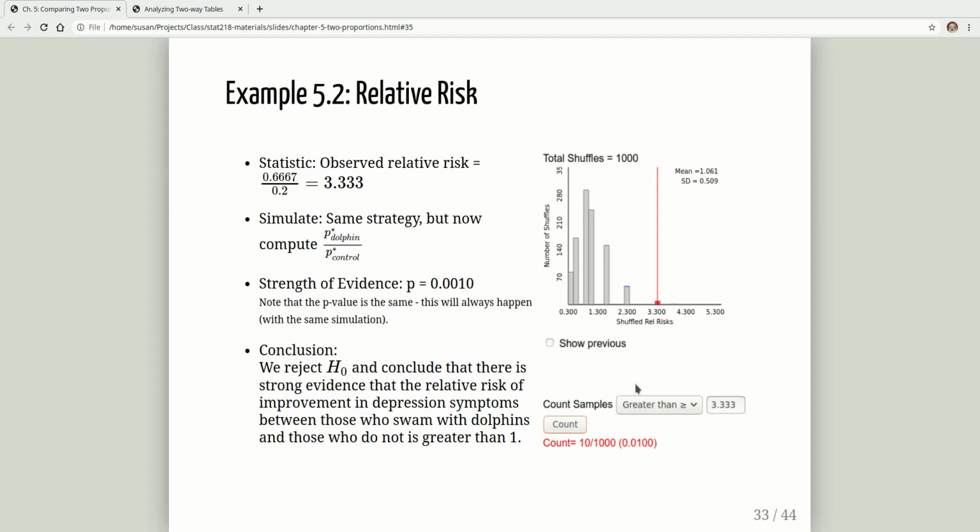We can evaluate that conclusion and interpret it as we reject the null hypothesis, conclude that there's strong evidence that the relative risk of improvement between those who swim with dolphins and those who did not is greater than 1. Right? So slightly different phrasing of the interpretation there. I think it's actually a little bit easier for me to parse, less extra clauses flying around there, but more or less the same idea, and mathematically the same test, right?